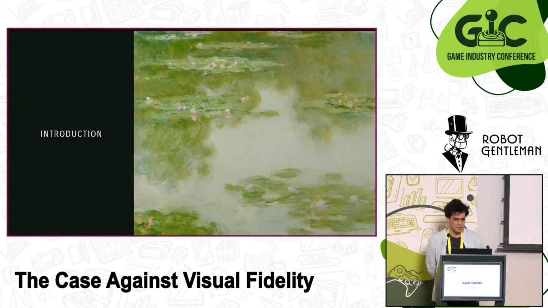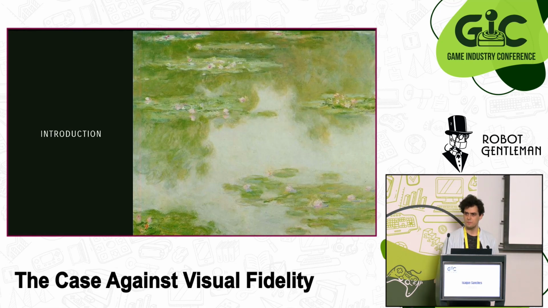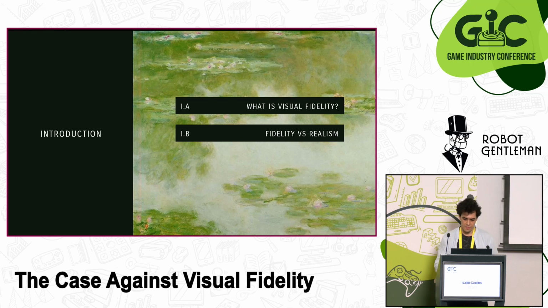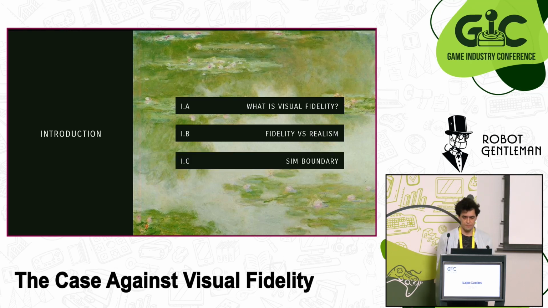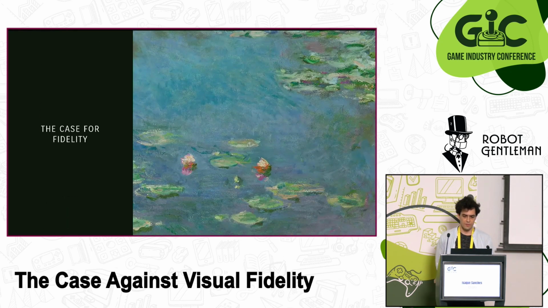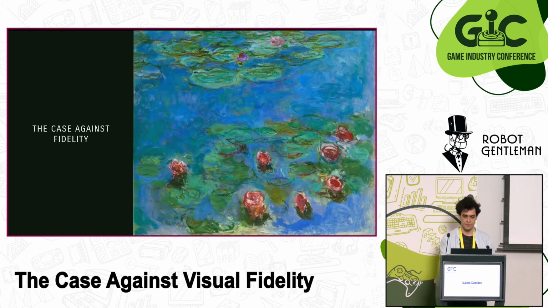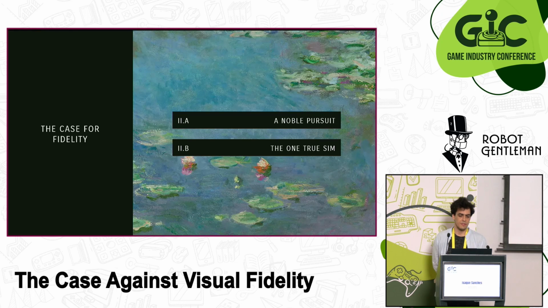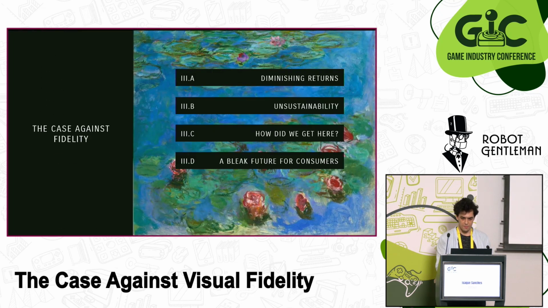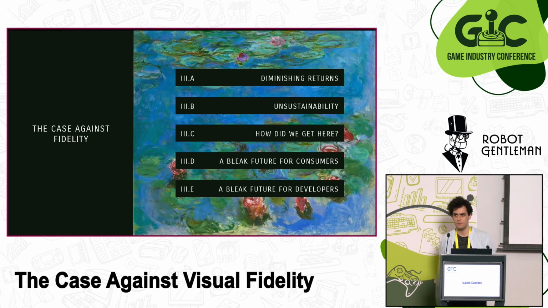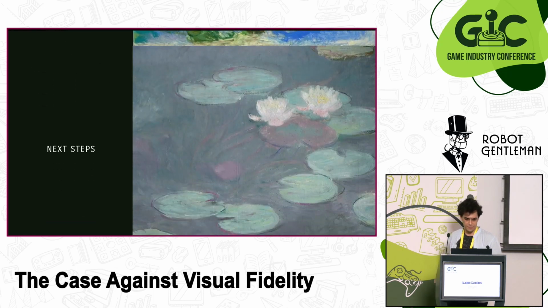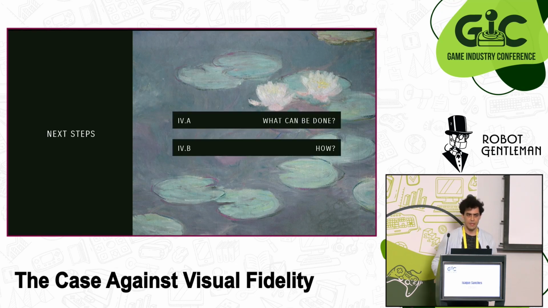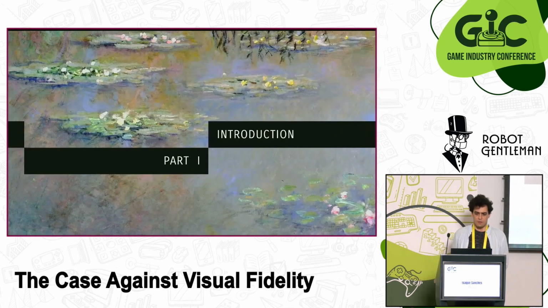We're just going to look at the agenda here. It's going to be a big one. It's actually the first time I presented, so apologies if it runs a little bit late, but I don't think so. So we're going to look at key concepts like visual fidelity, realism, simulation boundary. And after that, we are going to look at the pros for fidelity. So basically, why fidelity is a noble pursuit and the whole idea of the one true sim. Then we are going to look at a bunch of concepts as well and do the cons of fidelity. So we're going to argue for fidelity, we're going to argue against fidelity, we're going to look at the pros and cons, and finally we're going to look at takeaways, what can be done, and how we can do those things. So let's just start.